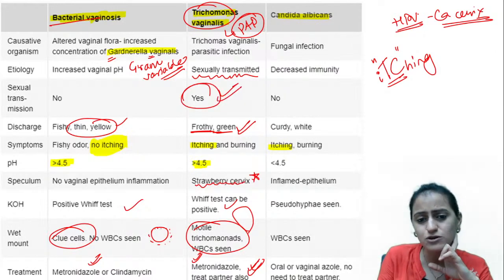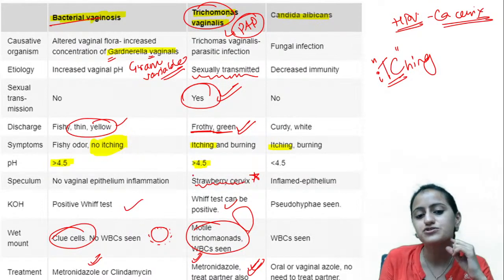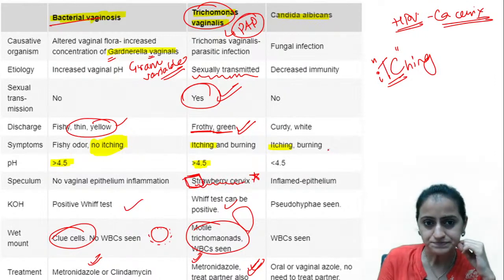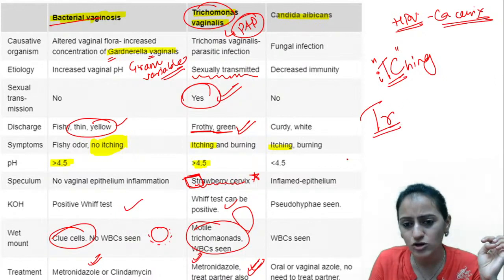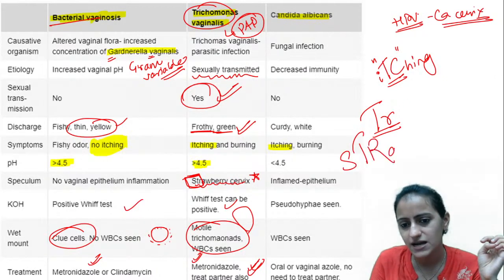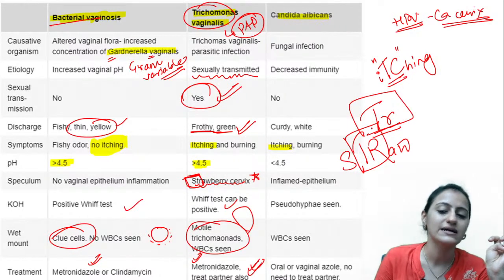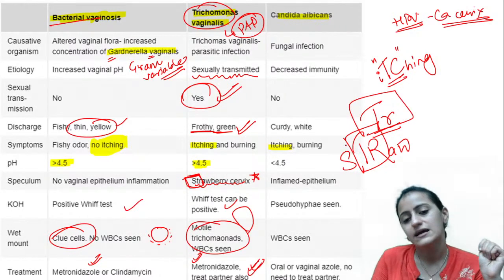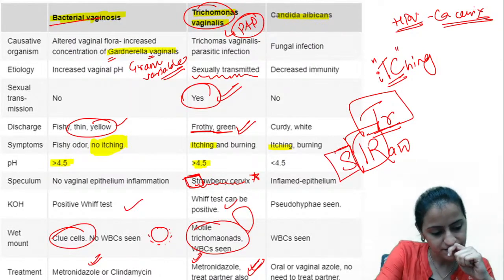So remember, trichomonas is your STI. Trichomonas is sexually transmitted. It has your strawberry cervix. You can remember trichomonas as the one which has your strawberry cervix, and it is sexually transmitted.